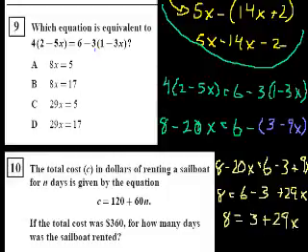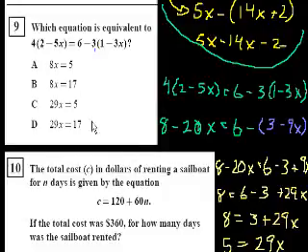And then if we subtract 3 from both sides, here we get 8 minus 3 is 5. That 3 goes away, and you get 29x. And that is choice C. 29x is equal to 5. C. Next question, problem number 10.